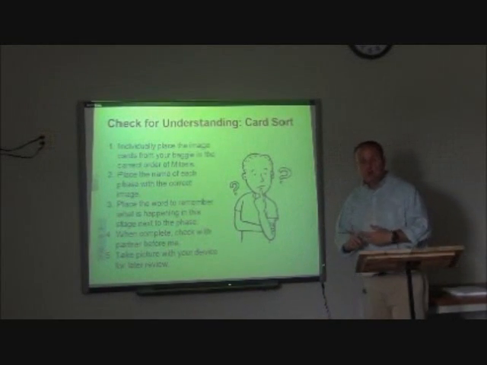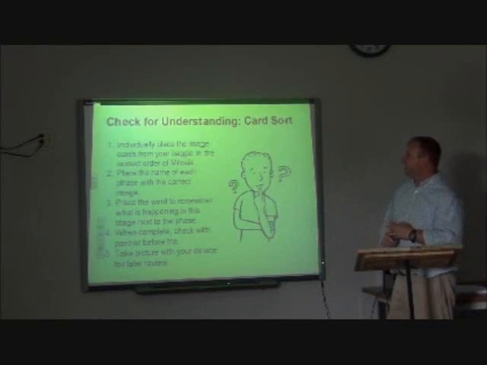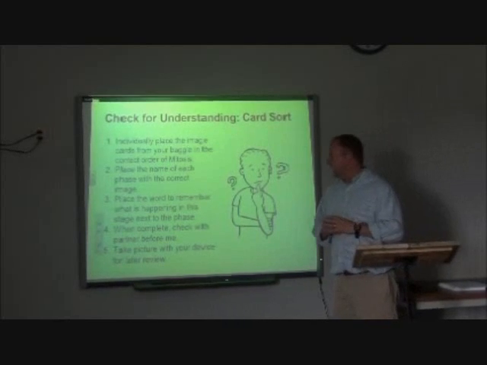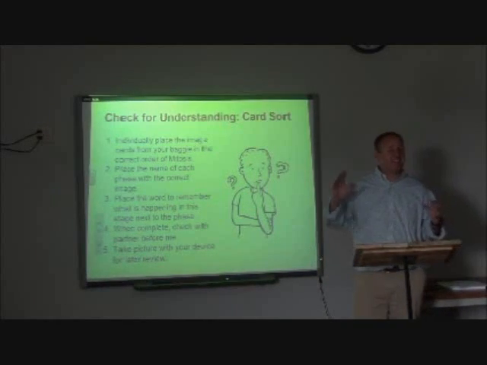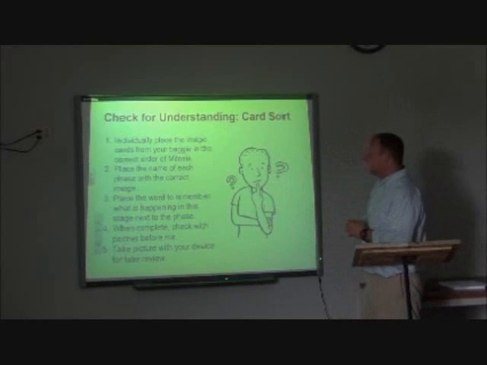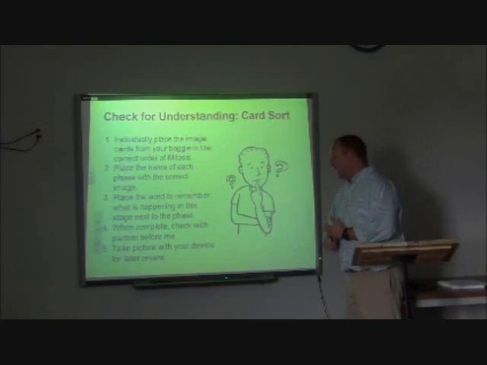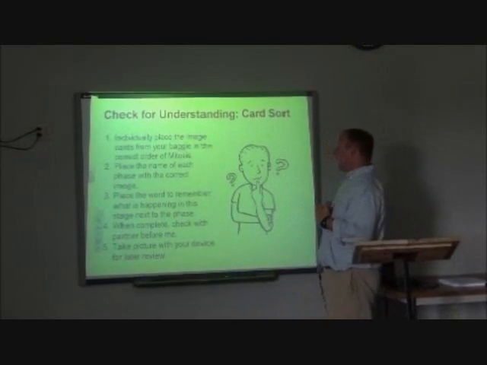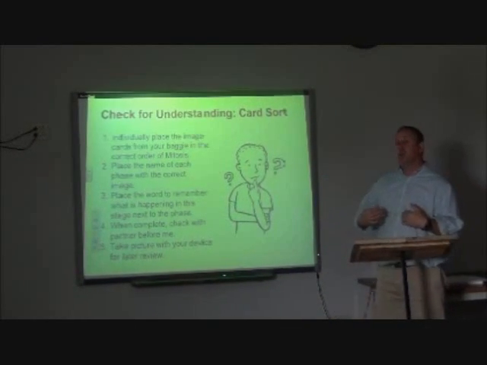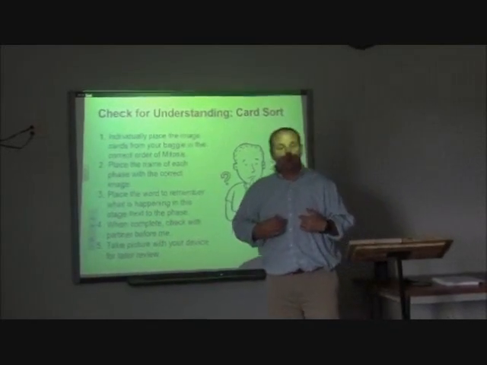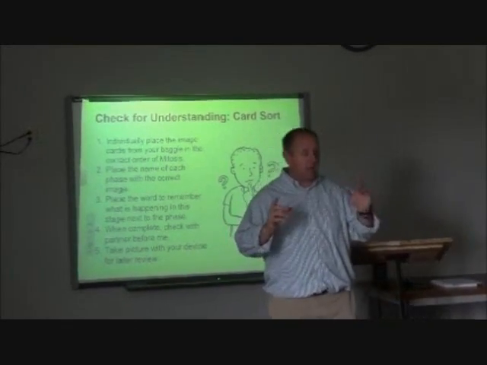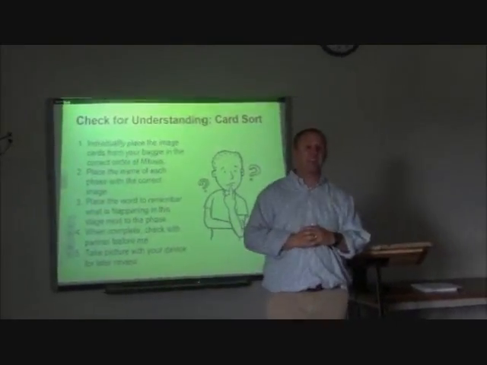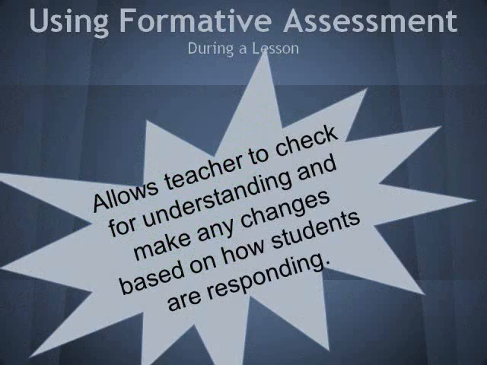So you've got the order, you've got the images. Next, place the word to remember what is happening in this stage next to the phase. So it's kind of like the graph we saw a couple of slides back. That is what you do. When it's completed, check with your partner before you check with me. And then finally, take a picture with your device for later for you to view. Whether it's your phone or your iPad, whatever it is, get it out, click it, and then you can go back and study it later using that. And that is our activity for today. Are there any questions?